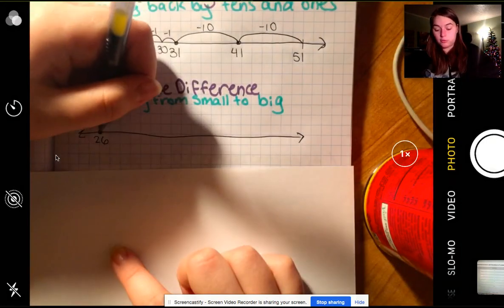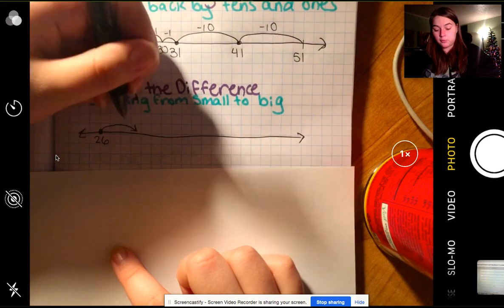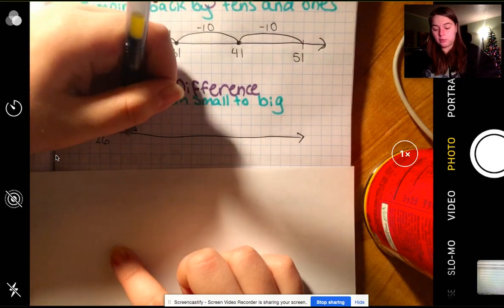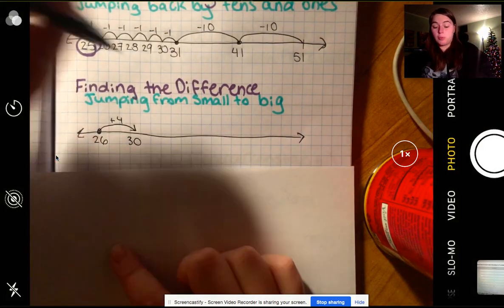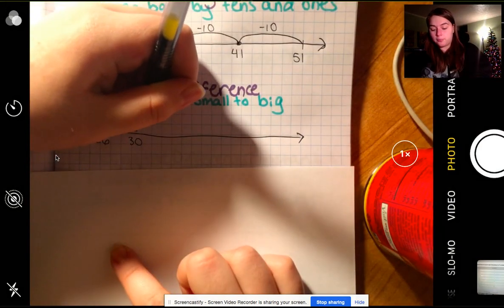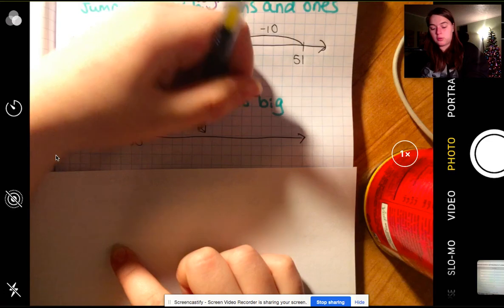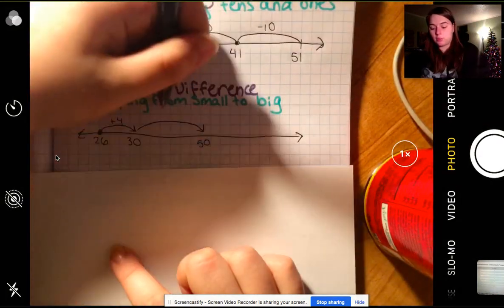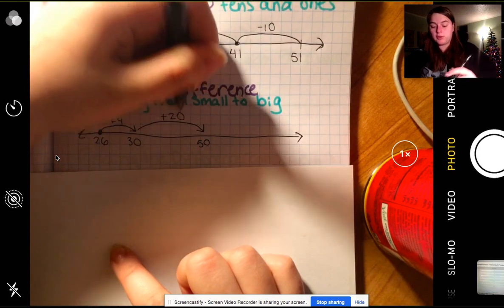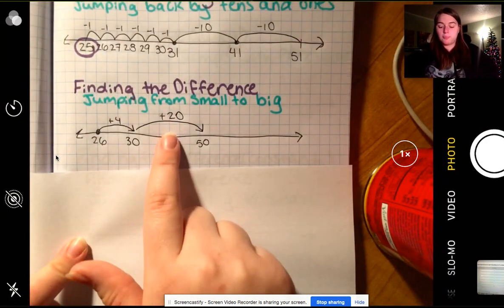Let's see, we can jump to a friendly number by adding 4, because then we'd end up at 30. And let's see, now we can maybe jump by a friendly number. Let's see, 30, 40, 50. Yeah, we can do a big jump by 20, because that's a friendly number. And let's see, how many more do we have to jump?